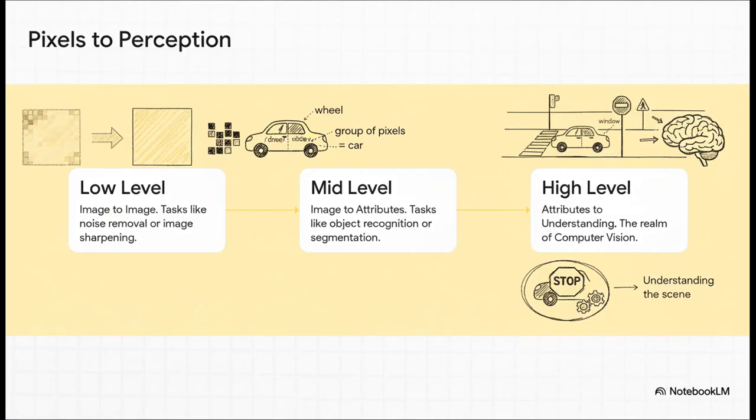It all starts with what we call low-level processing. This is like the basic cleanup crew. Think of it as just sharpening a blurry photo or getting rid of static or noise. Then we move up to mid-level processing. This is where the machine starts to recognize things. It sees a big cluster of pixels and goes, hey, that looks like a car. It's starting to label stuff. And finally, you have high-level processing. This is the big leagues, the world of computer vision. This is where the machine takes all those labels and puts the whole scene together to actually understand what's happening.